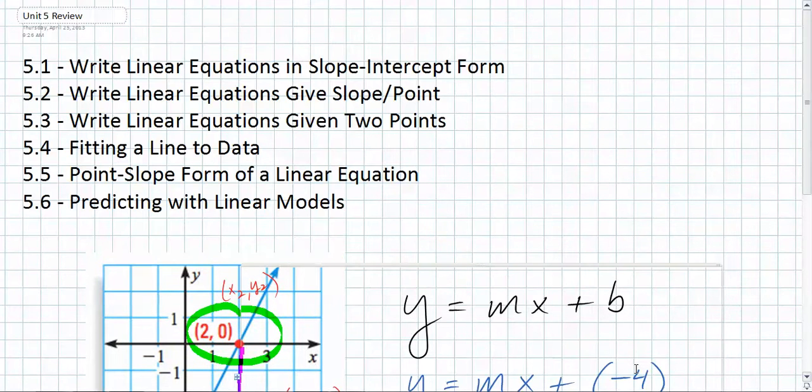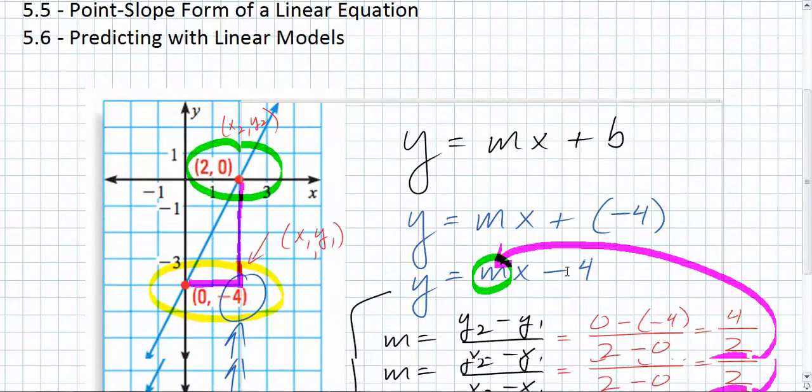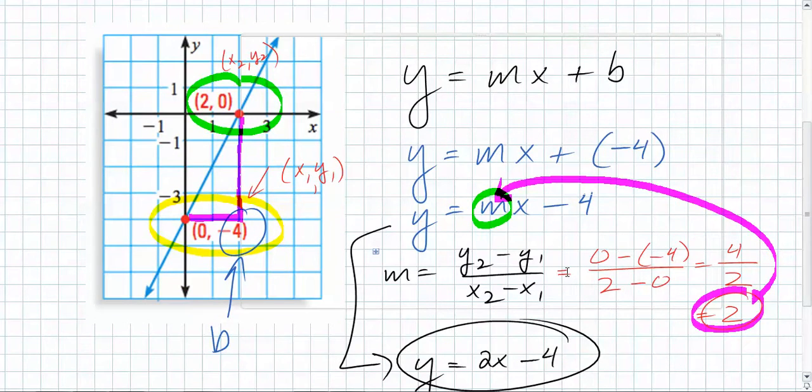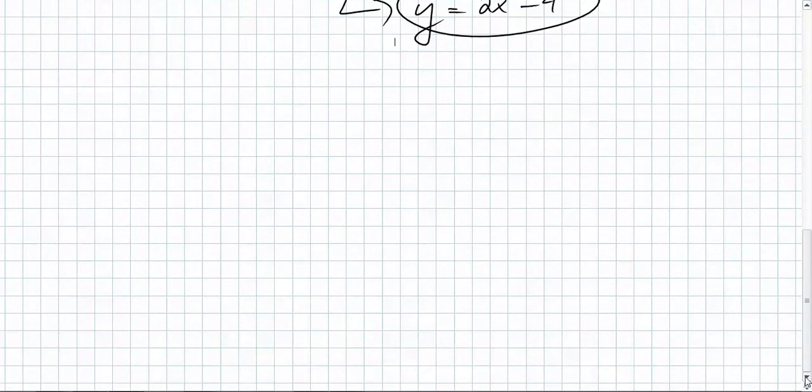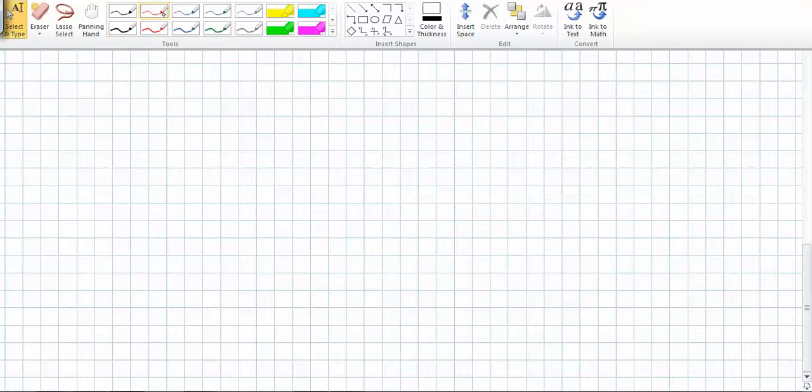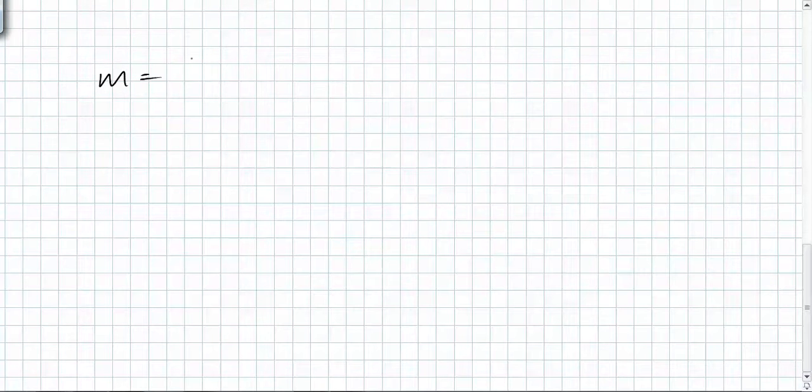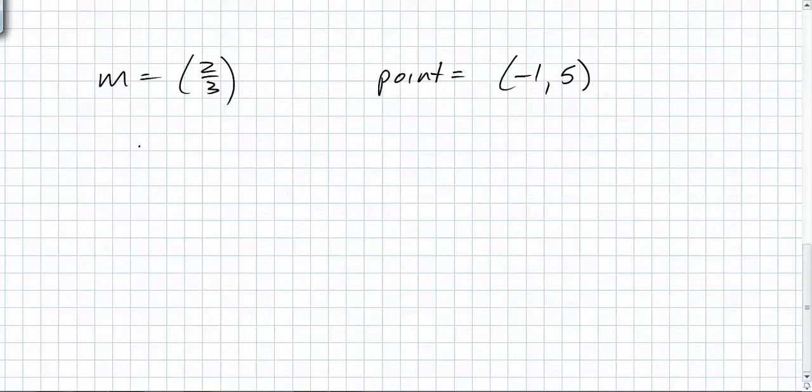Our second topic is write a linear equation given a slope and a point. And this is a little different because in the previous example, you're given the intercept. Now you're given the slope and any point. It's a little bit more challenging, but not much. So for example, let's say I told you that you had a line with slope 2/3, and we know it passed through the point, let's pick a fun one, how about -1, 5?